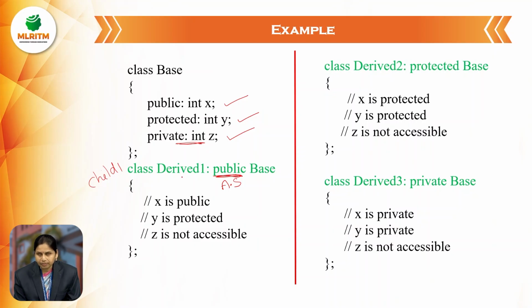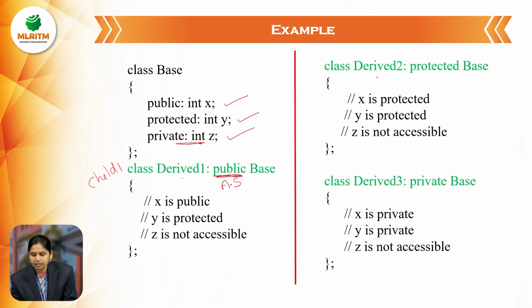Here the derived class 1 inherits the base class, meaning the parent class, in public mode. In public mode we are inheriting the parent class to the child class. Here the integer x is public, it becomes public in the child class. The protected int y becomes protected in the child class, but we cannot access the private variable.